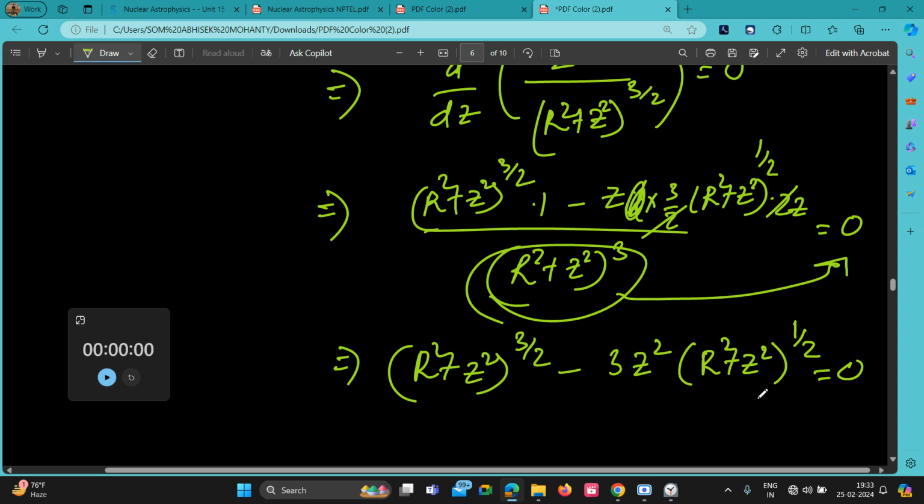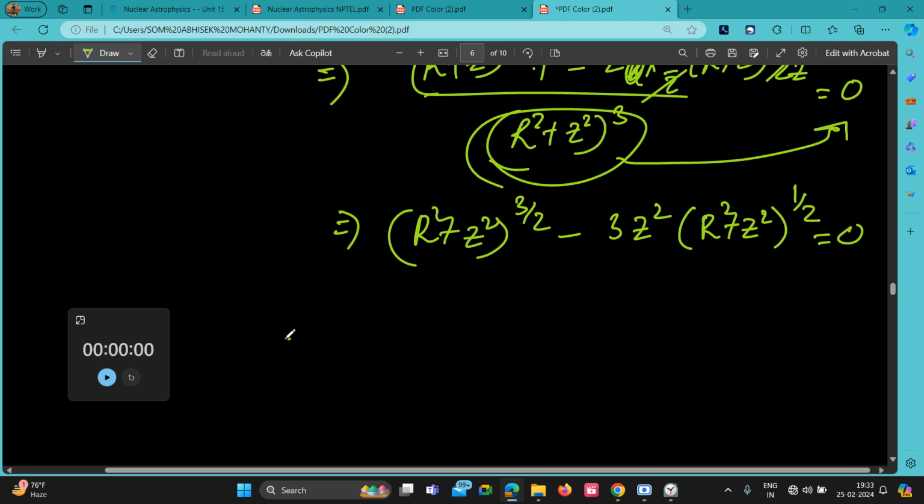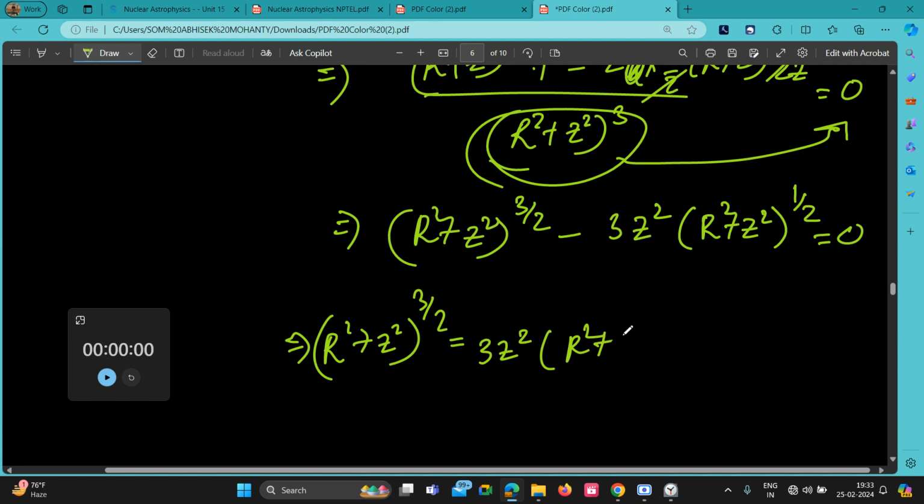Okay, so now I will take this to this side. So (r square plus z square) to the power 3 by 2 is equal to 3z square times (r square plus z square) to the power 1 by 2. Okay, so this cancels out with each other. There will be r square plus z square.